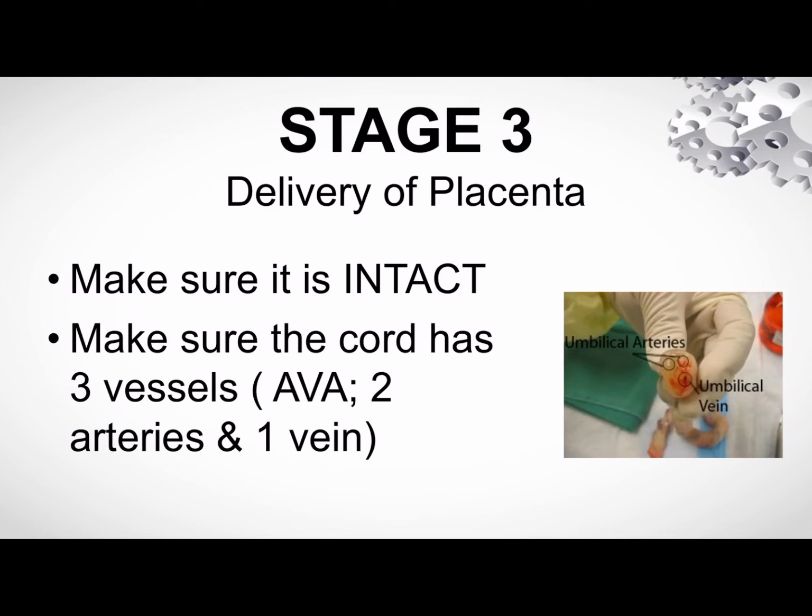We also have to make sure that the cord has 3 vessels. There should be 2 arteries and 1 vein. As shown in this presentation, we have a picture with 2 umbilical arteries and 1 umbilical vein. To easily remember this, we have a mnemonic, AVA. That means 2 arteries and 1 vein.